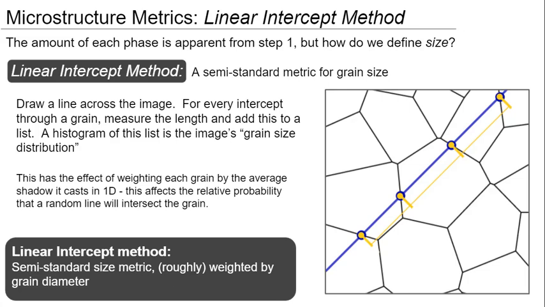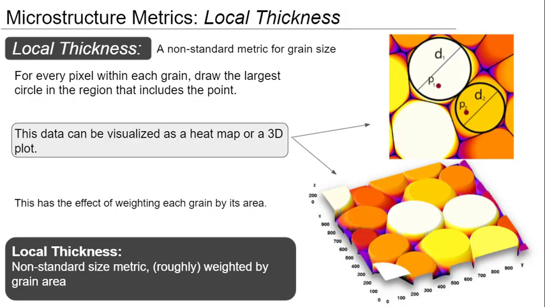Another non-standard metric I was looking at was local thickness, and this involves, after segmenting the microstructure, looking at every pixel and finding the largest inscribed circle that includes that point. And this can be visualized on the right. You can see either as a heat map or a 3D plot, where for each pixel within the region, there's an associated thickness value.